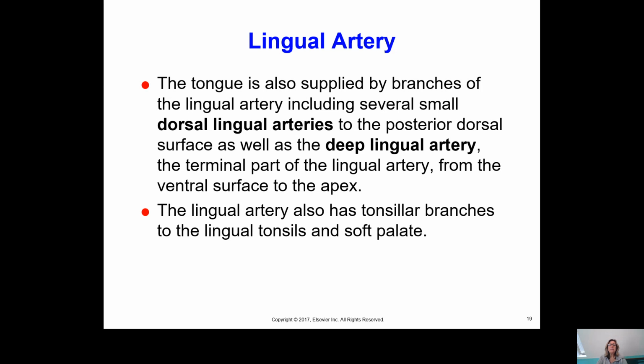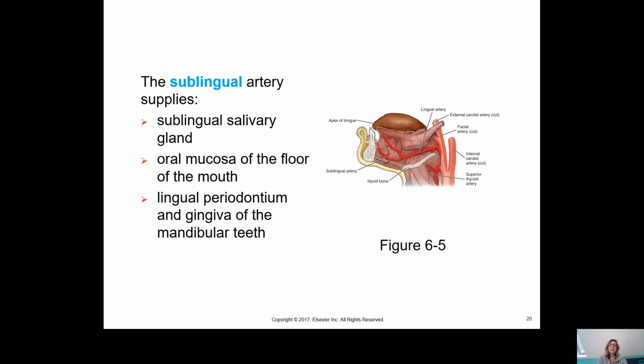The tongue is also supplied by branches of the lingual artery, including several small dorsal lingual arteries to the posterior dorsal surface, as well as the deep lingual artery, the terminal part of the lingual artery, from the ventral surface to the apex. So basically the lingual artery also supplies the tongue. Sublingual artery supplies the sublingual salivary gland. Your sublingual salivary gland sits right underneath your tongue, right in this area. So sublingual, right under the tongue.